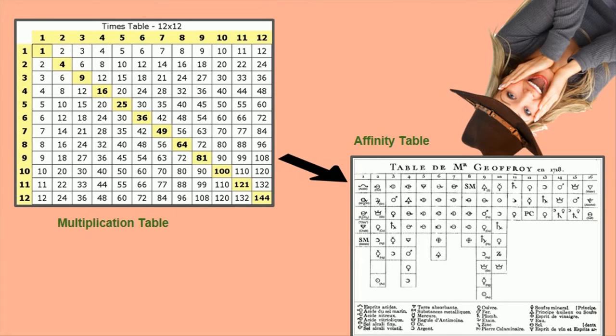Multiplication table. Affinity table. Simple beans. Good stuff. Affinity tables and multiplication tables both show all the different outcomes of when you combine numbers/elements.